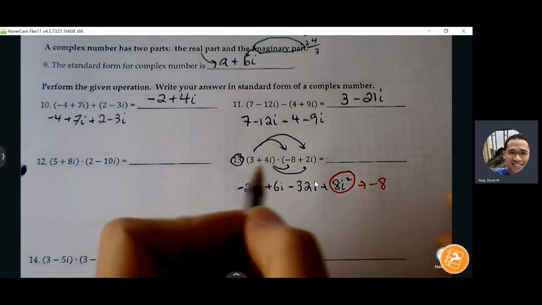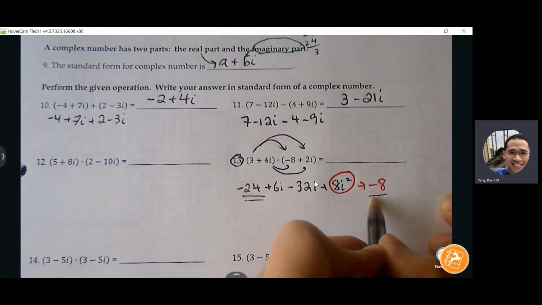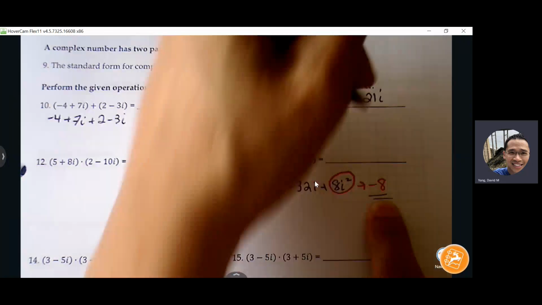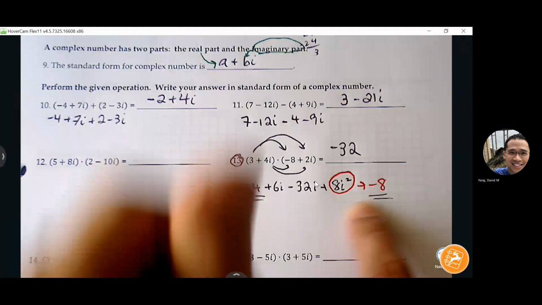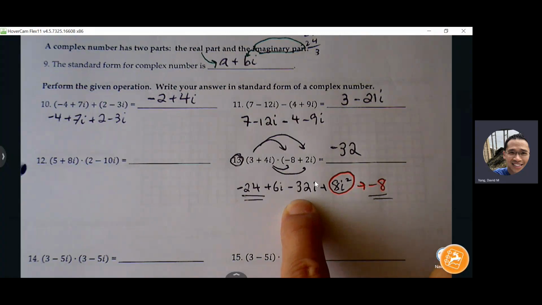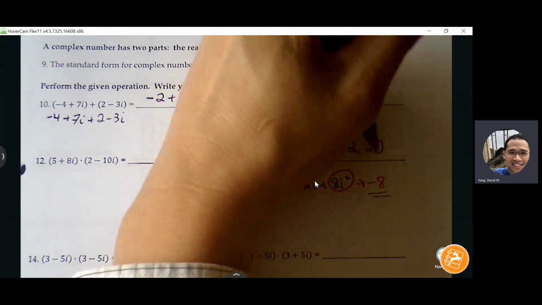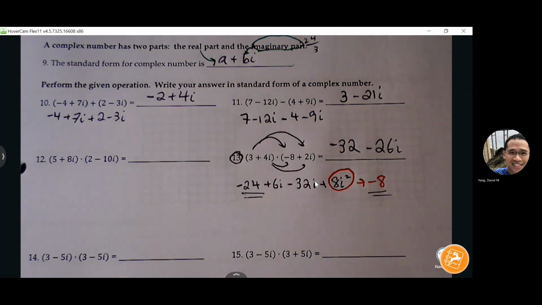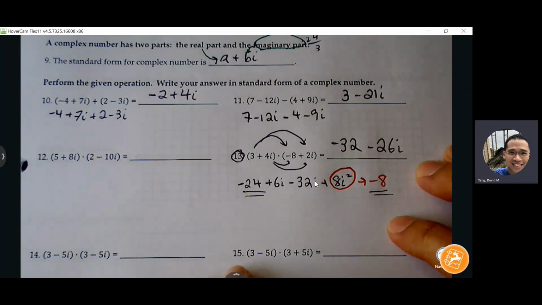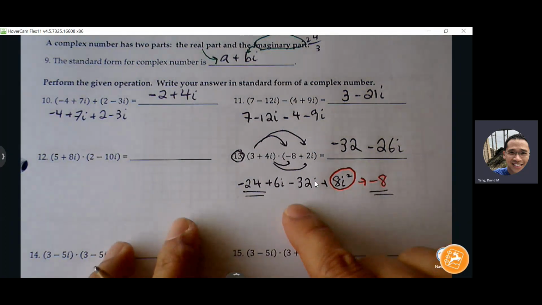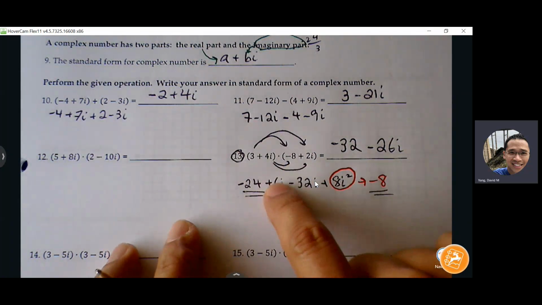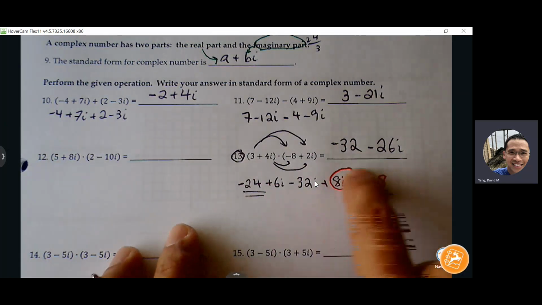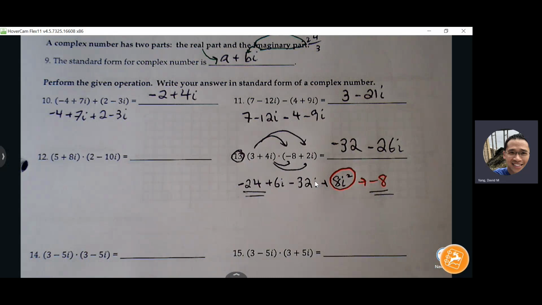Now we have some like terms that we can combine a little bit easier. We have negative 24 and negative 8, which is negative 32. And 6i minus 32i is minus 26i. So really the only additional step you have to take that's different than before is that you got to deal with i squared. You have to clean up your i squared and combine it with the constant that you see.